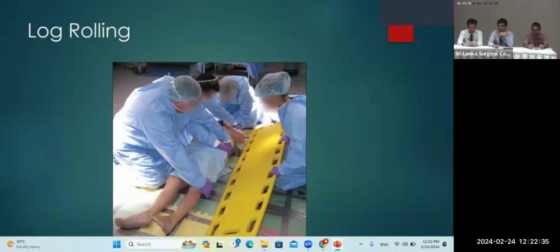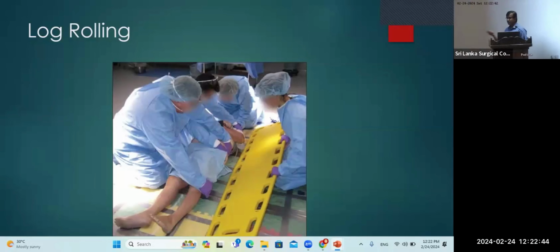So the need of 4 or 5 people is a must. In other countries, we all have experience, they never turn a patient without 4 or 5 people. But here, what happens is one nurse is there, and they call a bystander to hold somewhere and turn the patient. It's utterly bizarre. So we have to be very, very careful doing this maneuver. You have to practice this.